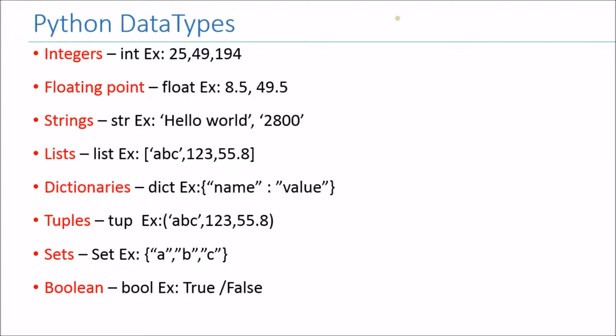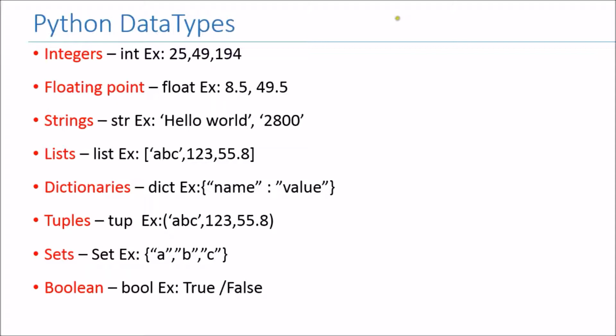Moving on, strings. Strings is represented by str. Strings usually appear between single quotes or double quotes. It can be either way. So here hello world is a string. It can be either in a single quote or a double quote. 2800, though it's a number, is considered a string because it appears between the quotes.